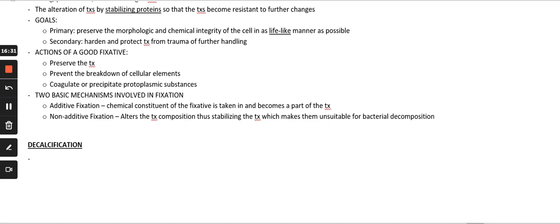Now, for our decalcification, guys, we have different types of decalcifying agents. If you're familiar, wait, I lost my train of thought. Agents. Okay, I joke. Wait lang guys, I got confused.